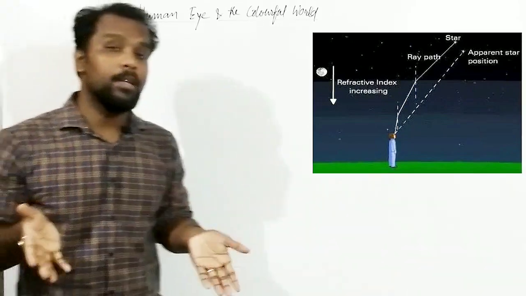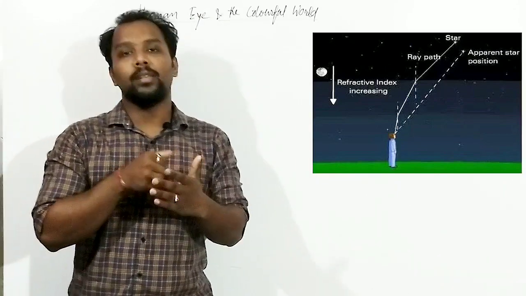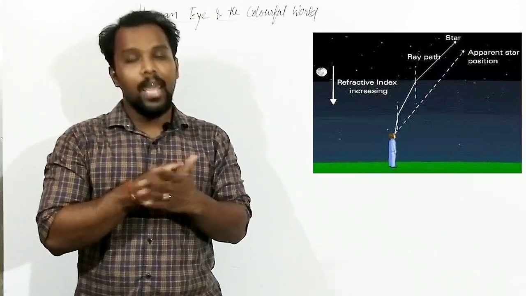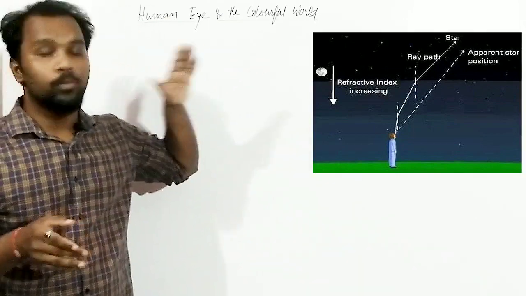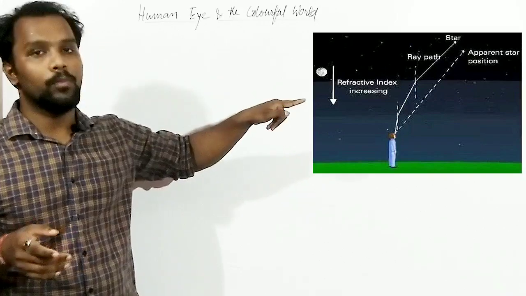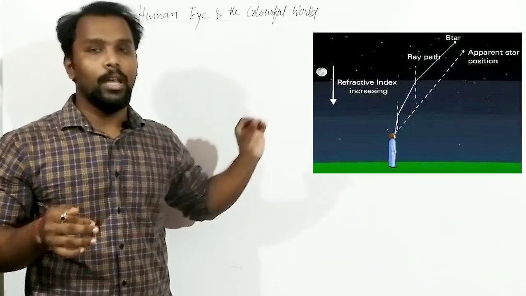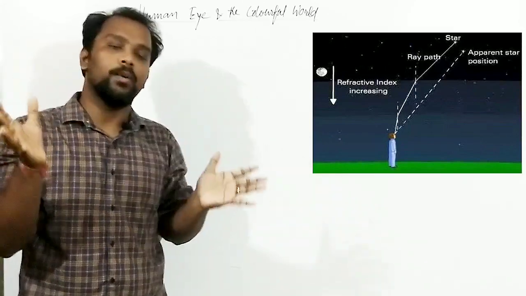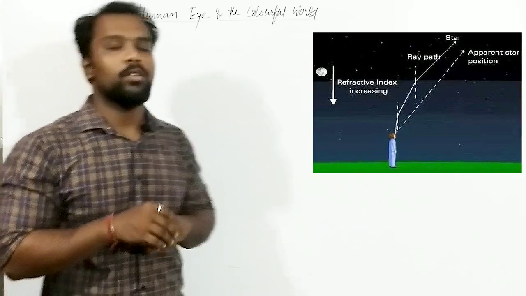What is the meaning of apparent? Apparent means which is actually false but exists. It exists but is a false position. That position we get is not the real position. The real position is the downward position. So due to atmospheric refraction, we get the image in a different position, the apparent position.